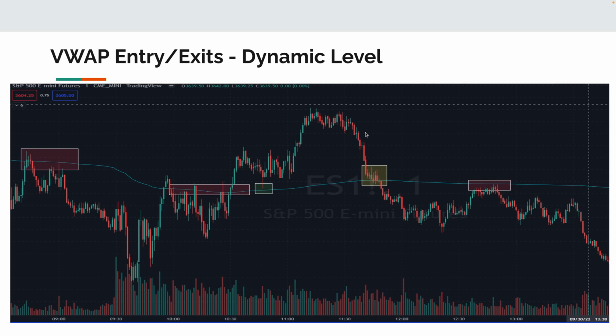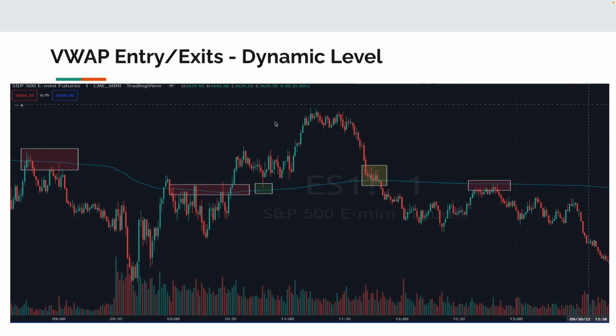For instance, up here we can see we had a clear topping pattern, and this did actually correspond with some higher time frame order blocks and things like that, which led to a big fall where we ended up blowing through the VWAP and continuing down for the day. So you'd miss fantastic entries like that if you purely used VWAP in that fashion, but instead I like to use it as a level.